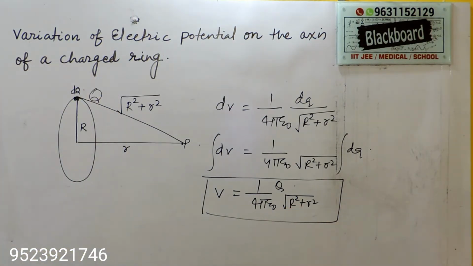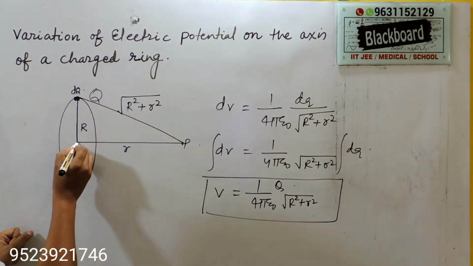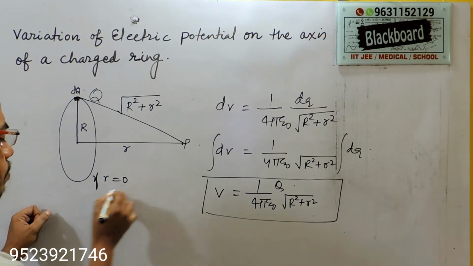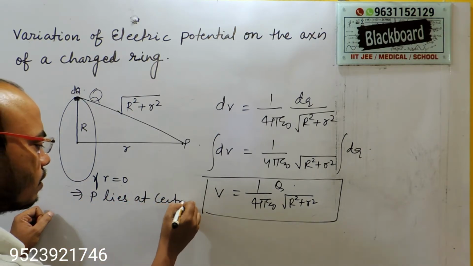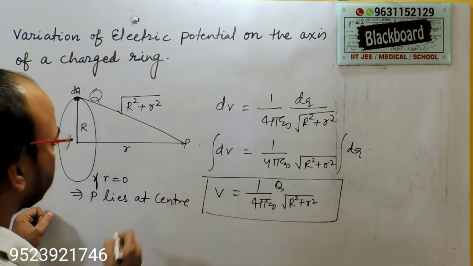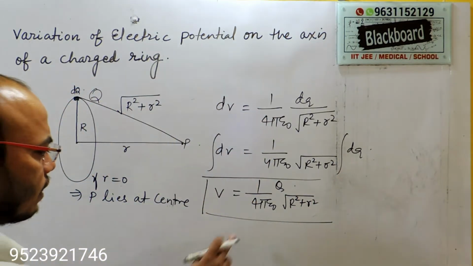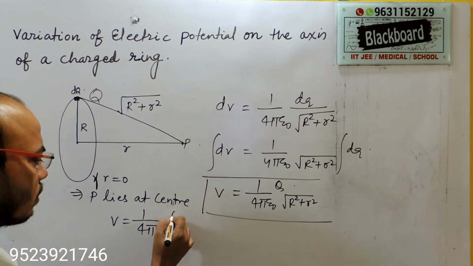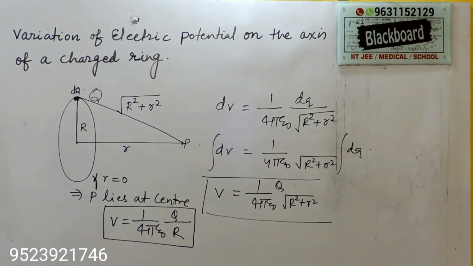Here if r is very small, that means P is here at the center. If P is at the center, r is equal to 0, that implies P lies at the center. So r will be omitted, so we can remove it. In that case your formula will be V equals 1 by 4 pi epsilon naught, and this is q by R. This is the formula of electric potential at the center of the ring.